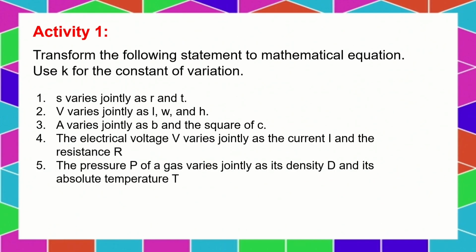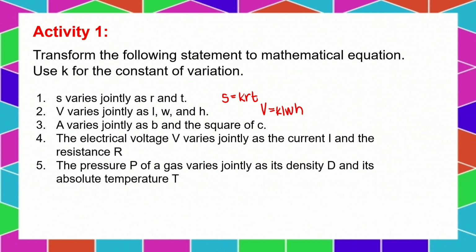For activity number 1, let's try to transform the following statement to mathematical equation. Use k for the constant of variation. Let's say number 1, s varies jointly as r and t. If we write this in mathematical equation, that is s is equal to k r t. Next, number 2, V varies jointly as L, W, and H. That is now capital V is equal to K, L, W, H.